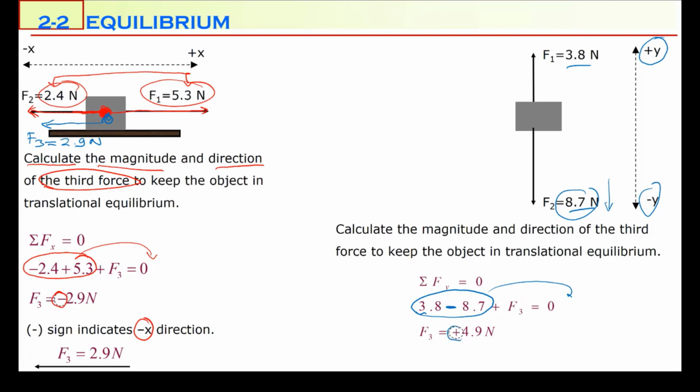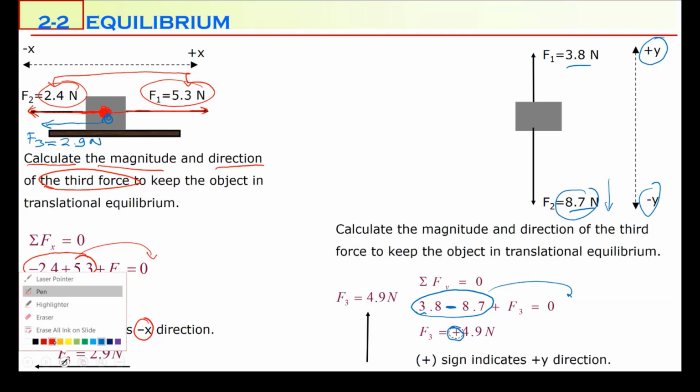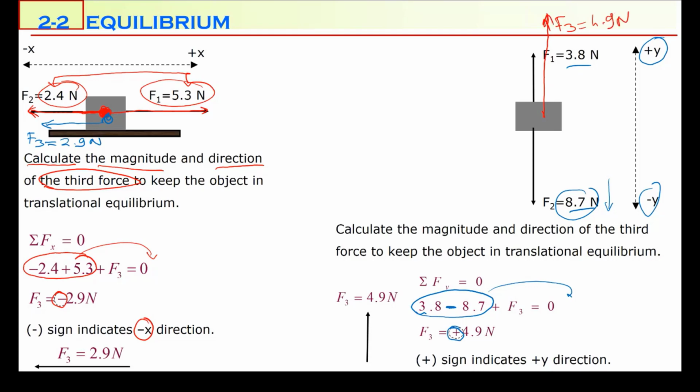This positive indicates what? The direction of the force. In which direction? Positive y direction, which is upward. So positive here indicates positive y direction, so F3 must be upward in positive y direction. Now let me draw F3 on this object to keep it in translational equilibrium. So F3 must be acting like this, with a magnitude of 4.9 Newton. This is how we find the third force or a fourth force to keep a system in translational equilibrium.